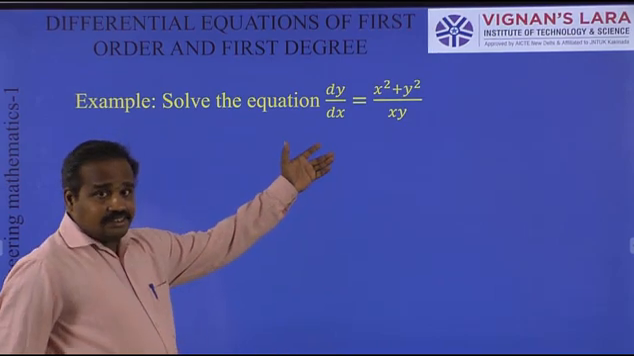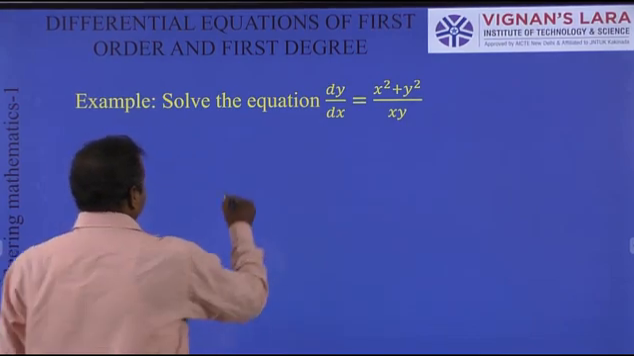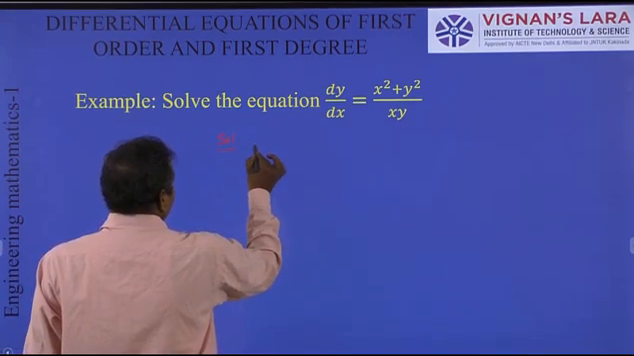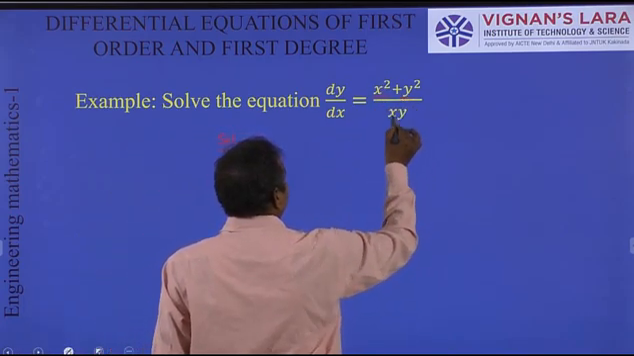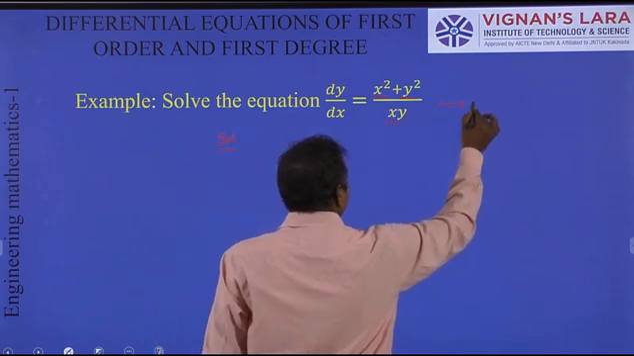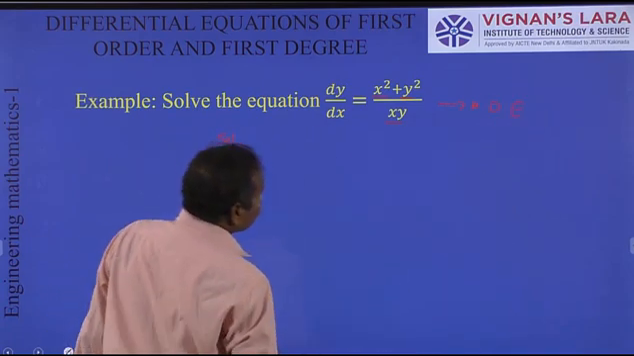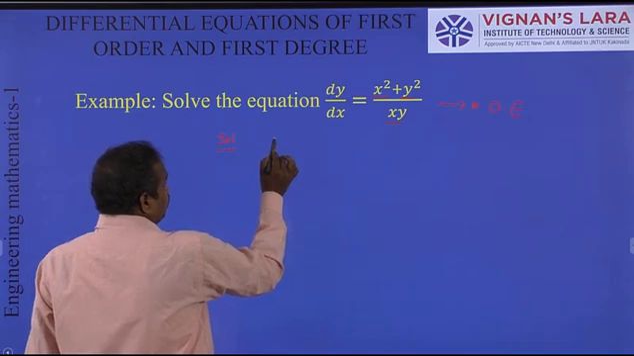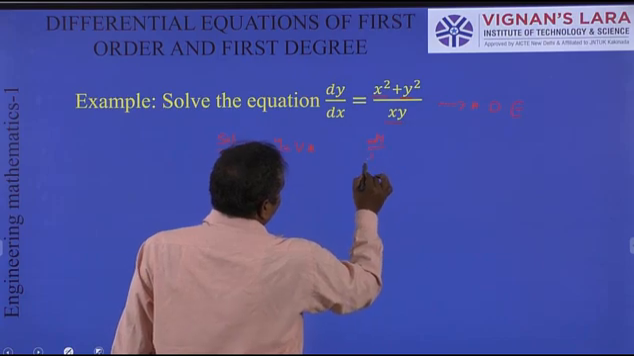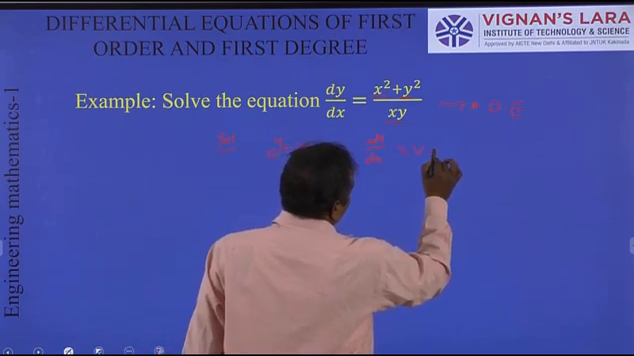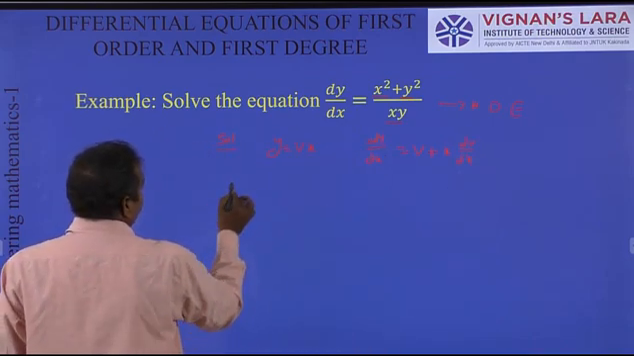Example. Whatever I said in the example, dy by dx is equal to (x square plus y square) by xy. For your understanding, here I am solving this equation. Is it homogeneous or not? The degree of this one is 2, the degree of this one is 2, the degree of this one is 2. So this equation is a homogeneous differential equation. After coming to the homogeneous differential equation, what is our step? Put y is equal to vx and dy by dx is equal to v plus x into dv by dx. So substitute all those in this equation.